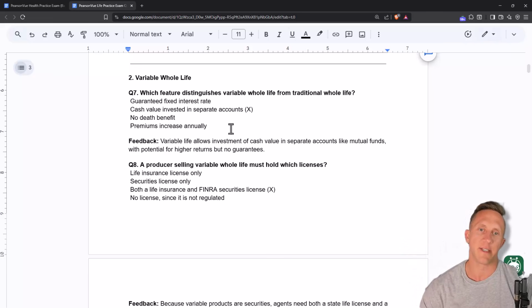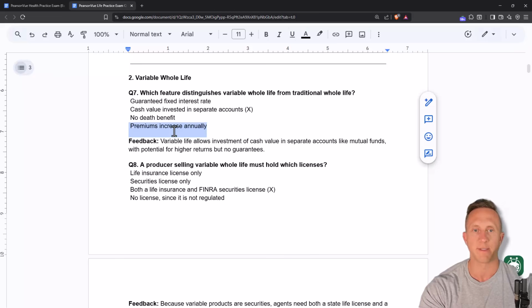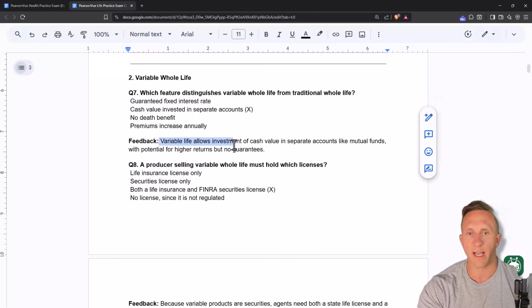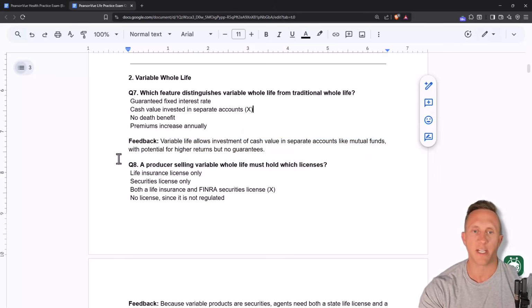Cash value invested in separate accounts. So that separate account is what I was talking about before. That's true. That is one of the distinguishing features of variable whole life compared to traditional whole life. There is still a death benefit, so that's not right. Both of them have death benefits, and in neither of them do premiums increase annually. So neither of these policies have annually increasing premiums. So variable life allows investment of cash value in separate accounts like mutual funds with potential for higher returns but no guarantees.